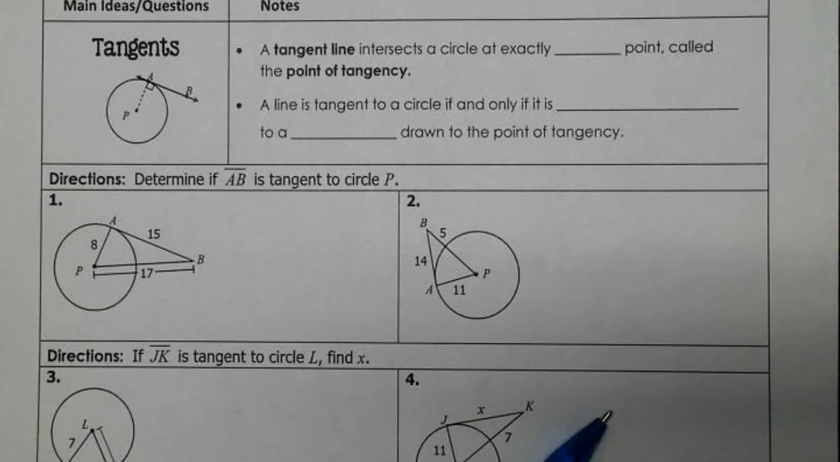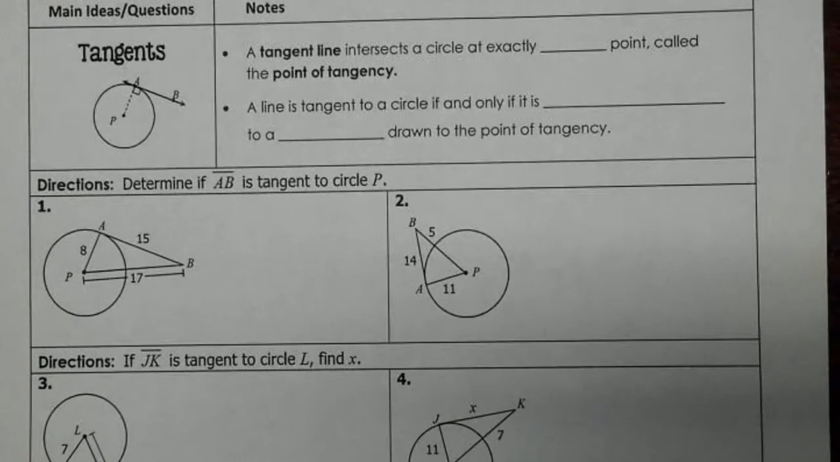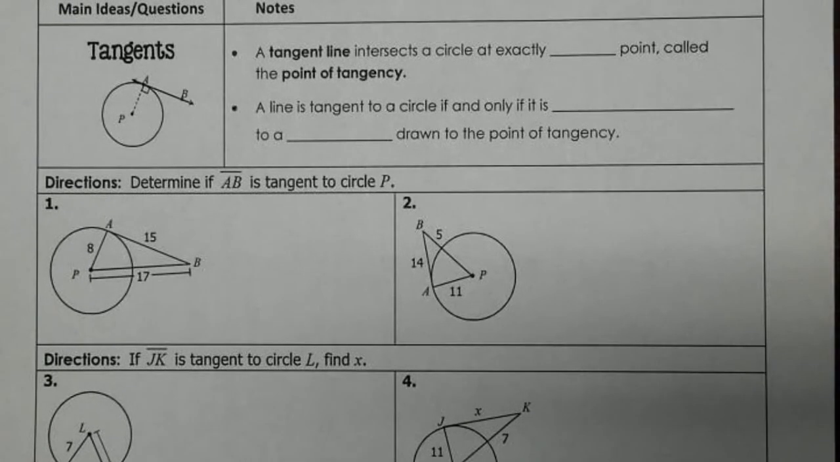Okay, we're going to start talking about tangent lines today. Something that's really important with tangent lines, because you're creating a 90-degree angle here, is that the Pythagorean theorem will really come in handy.